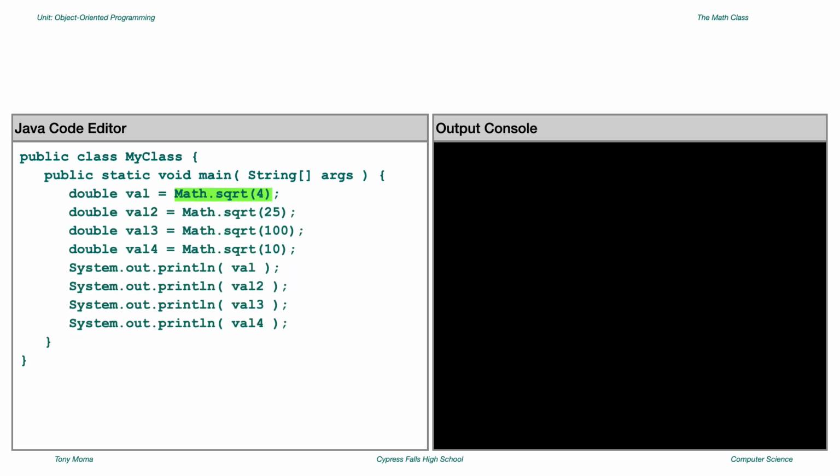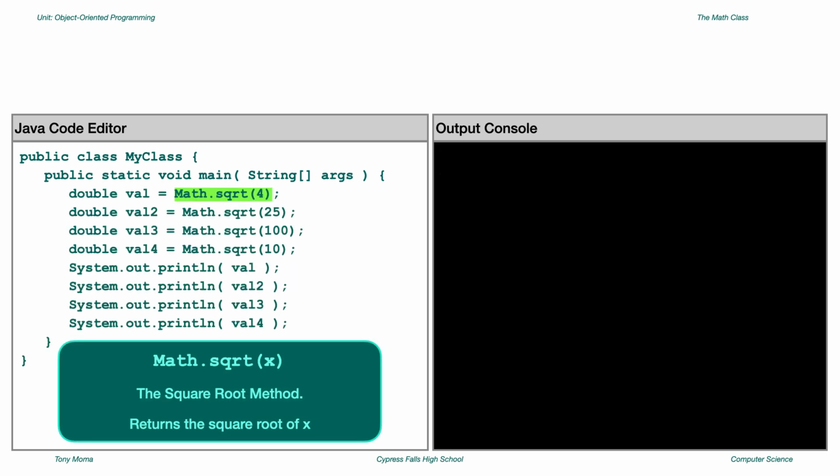Next, we have Math.sqrt, which is the square root method. It returns the square root of the parameter x. Thus, when we execute this program, the square root of 4 is 2, the square root of 25 is 5, the square root of 100 is 10, and the square root of 10 is approximately 3.16 and change.